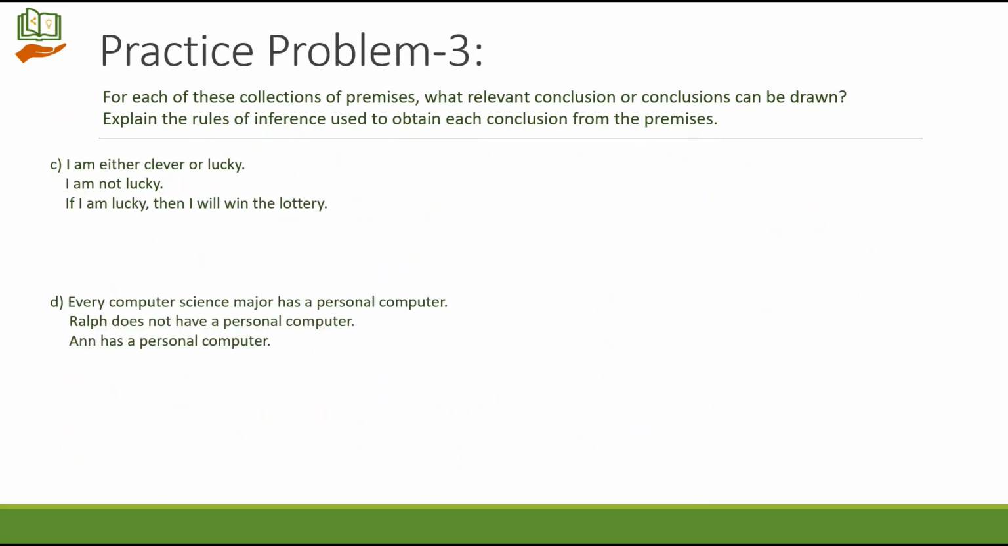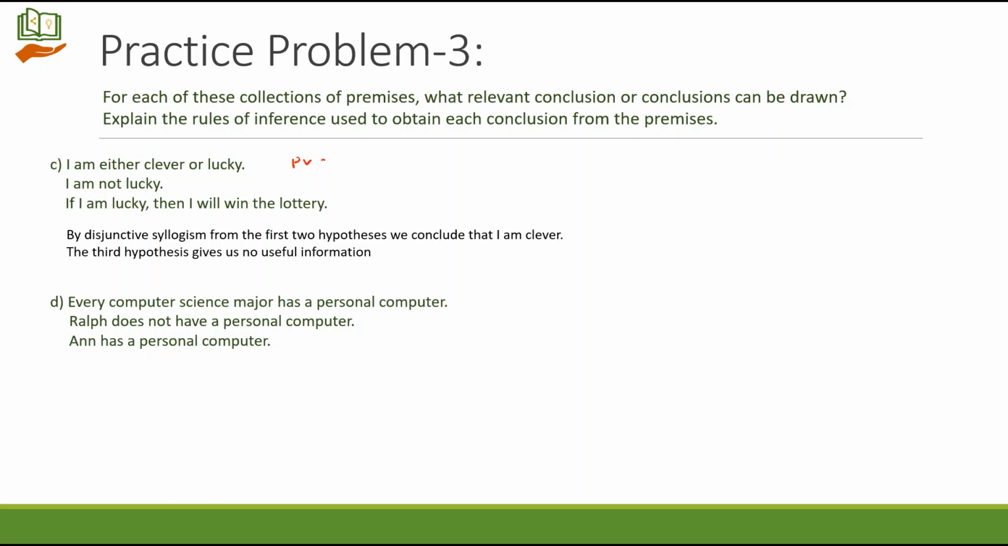The next one. I am either clever or lucky. I am not lucky. If I am lucky, then I will win the lottery. So this is P or Q. We can take this to be negation of P. So by disjunctive syllogism, we know I am clever. The third hypothesis gives us no useful information. So, I am clever will be a valid conclusion for these three premises.